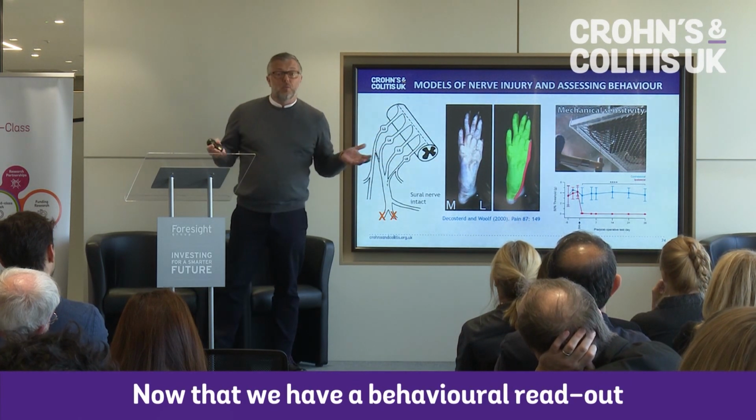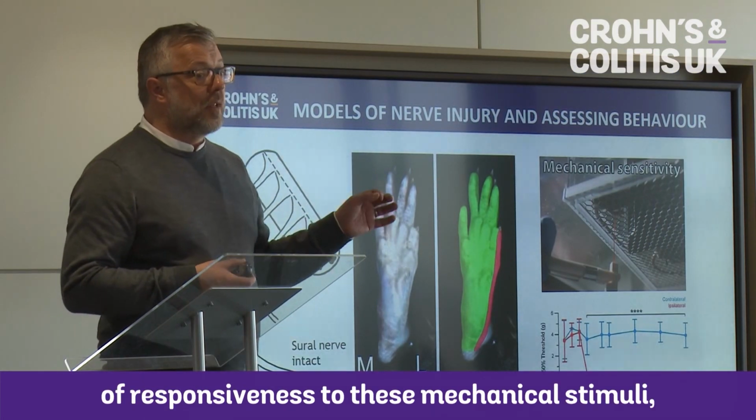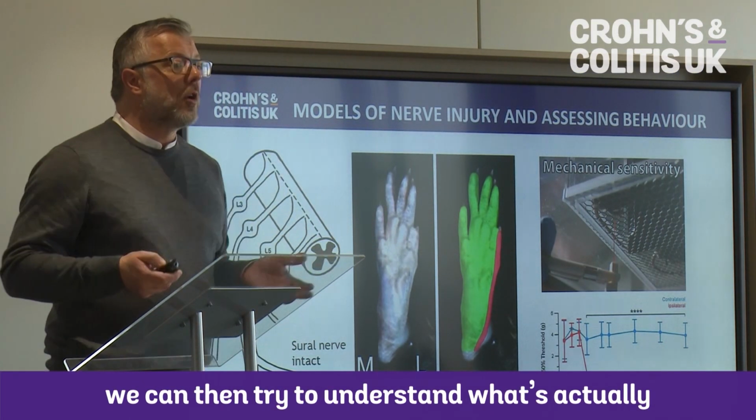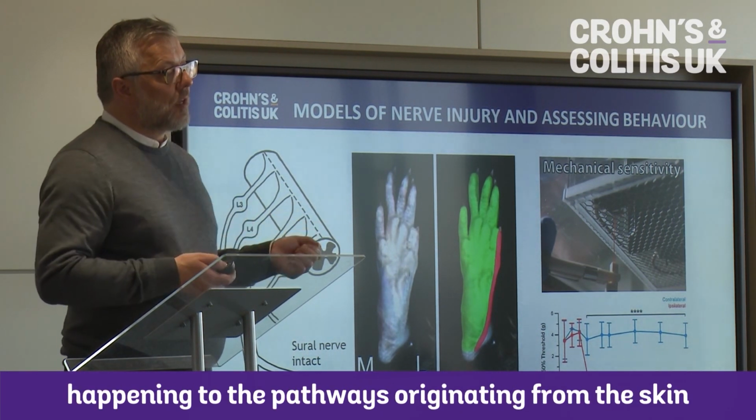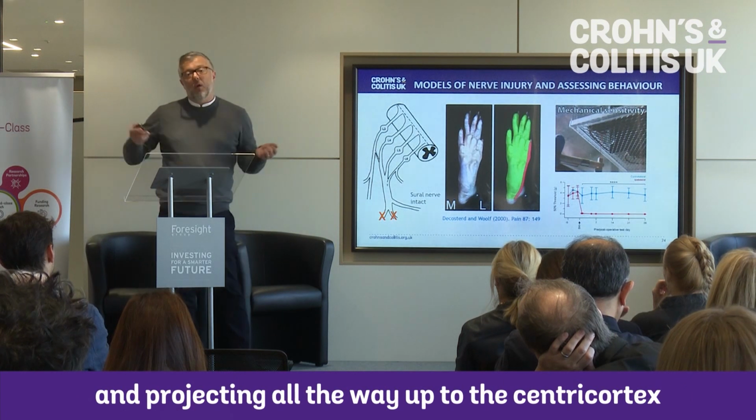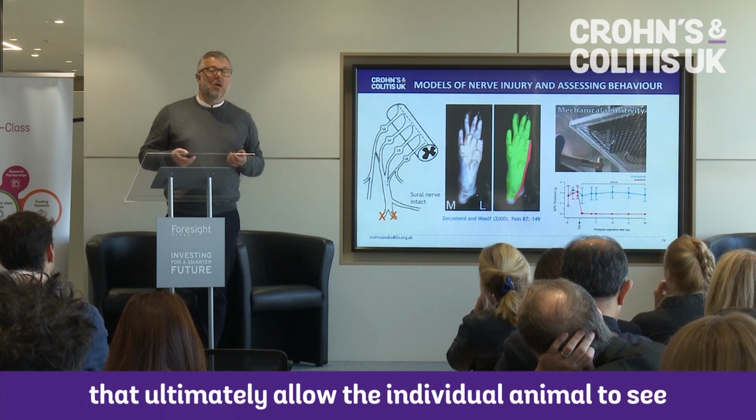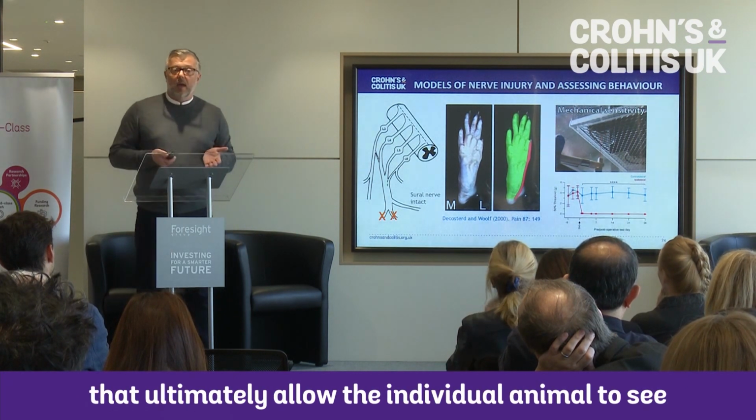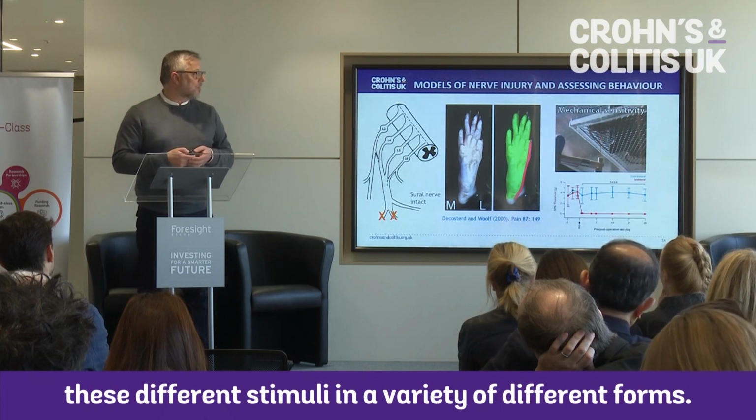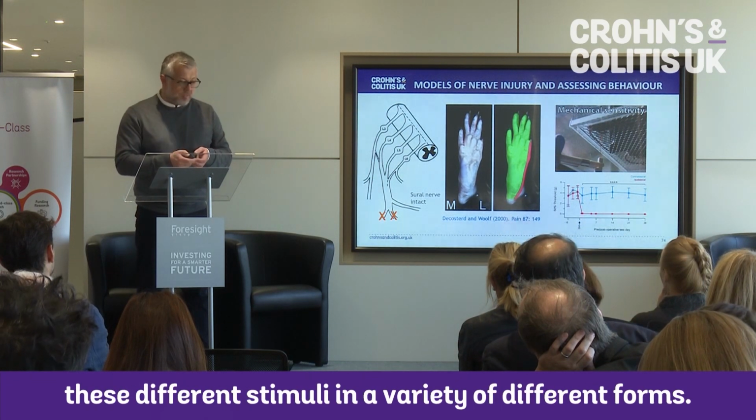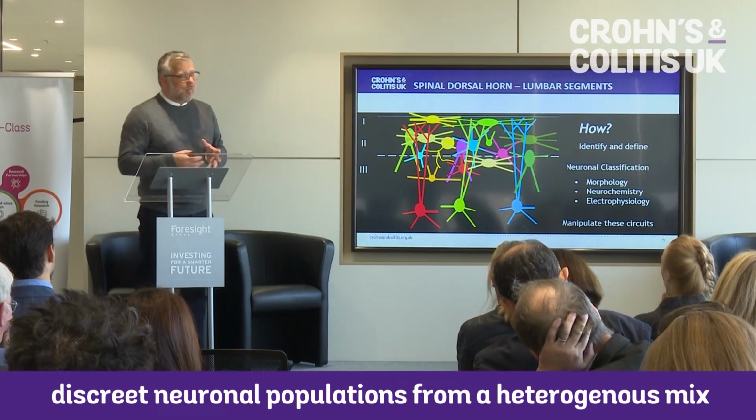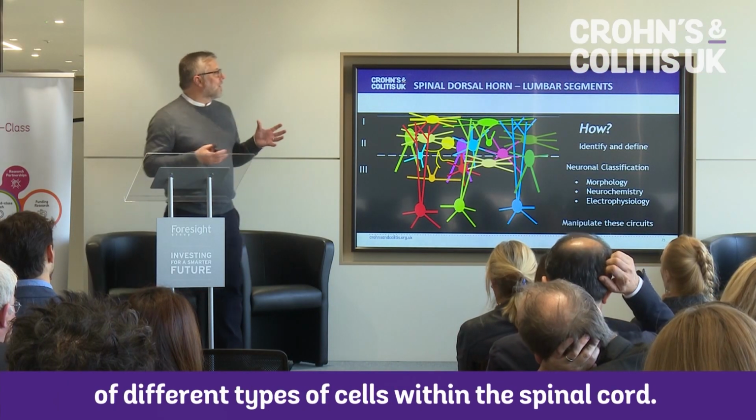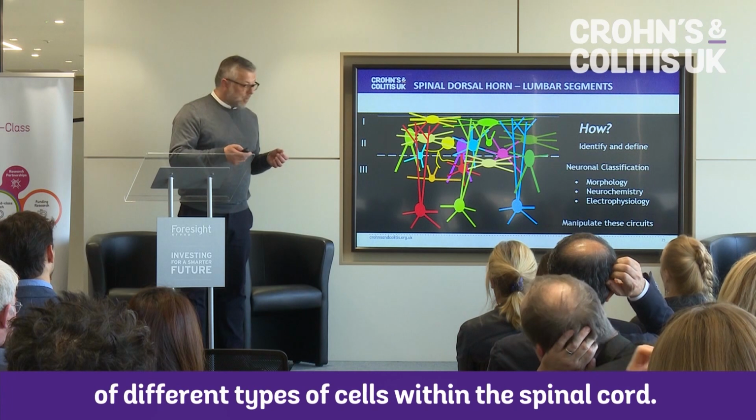Now that we have a behavioral readout of responsiveness to these mechanical stimuli, we can then try and understand what's actually happening to the pathways originating from the skin and projecting all the way up to the sensory cortex to ultimately allow the individual animal to perceive these different stimuli in a variety of different forms. So essentially what I need to do is to identify discrete neuronal populations from a heterogeneous mix of different types of cells within the spinal cord.